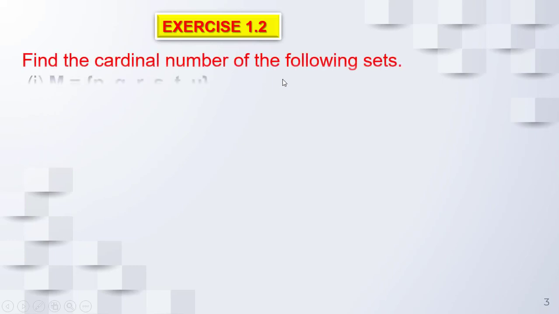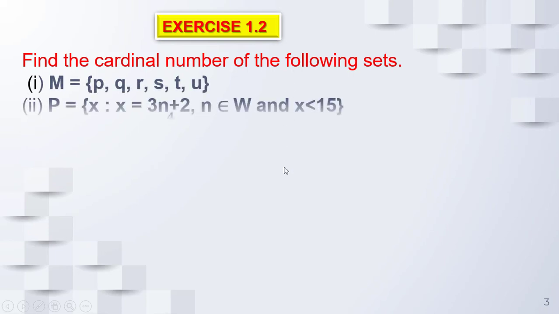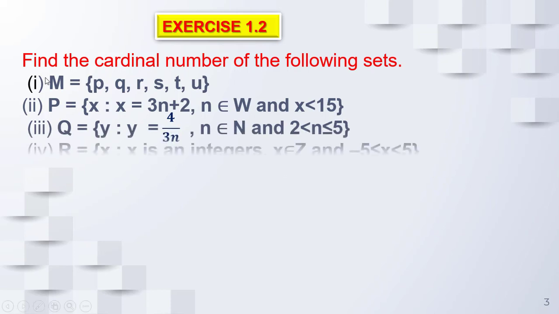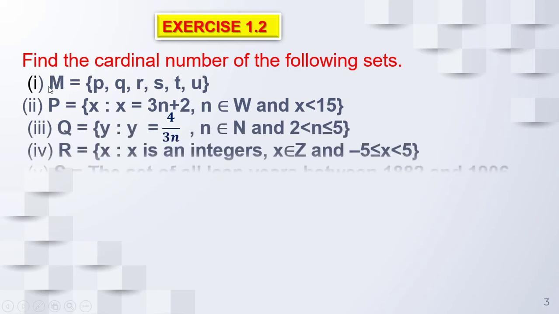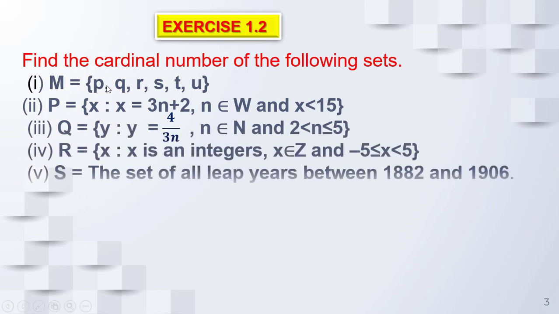Our first problem is to find the cardinal number of the following sets. Here we have 5 subdivisions. Let us see one by one. Our first problem is M equal to set containing the element P, Q, R, S, T and U. Before going to solve the problem, let us know what is cardinal number of the set. Cardinal number of the set is nothing but the number of elements in the set.